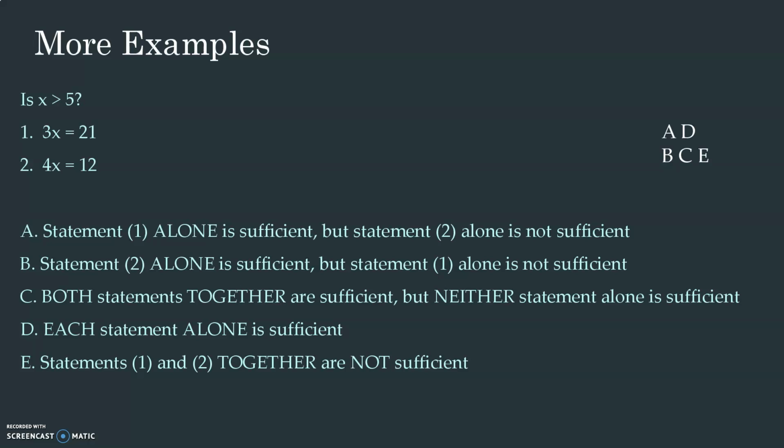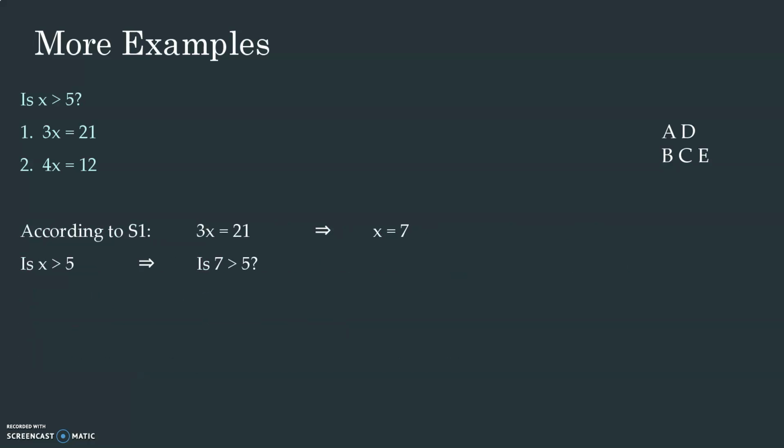Alright, so I am assuming you've taken some time to try get an answer. Let us look at this one. Statement 1 says 3x equals 21, which gives you x equals 7. Now the question is, is x greater than 5? Since x equals 7, the question becomes, is 7 greater than 5? What would you say? Yes, 7 is indeed greater than 5.